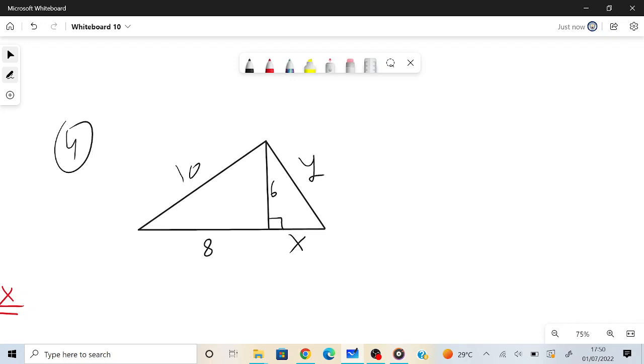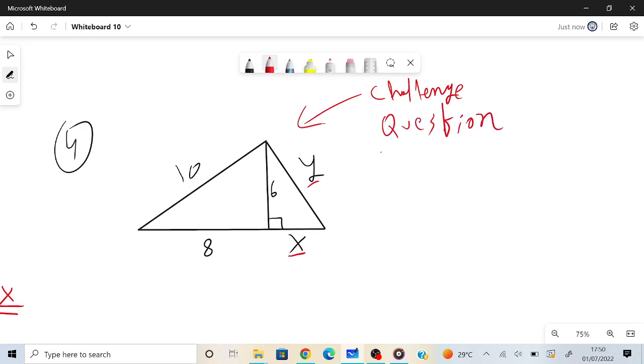So I need to find x, that's here, and I need to find y over here. This is a challenge question. So please do pause the video and have a go at this by yourself, and then resume the video to see if you are correct or incorrect. If you are incorrect, please take note of your mistake.